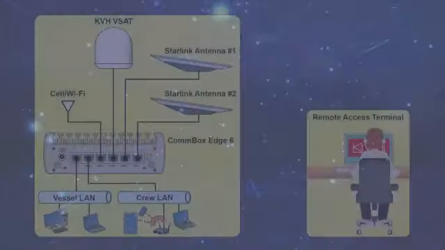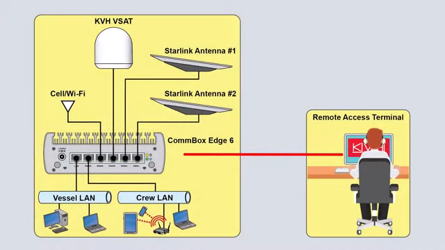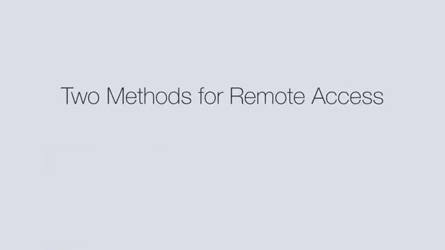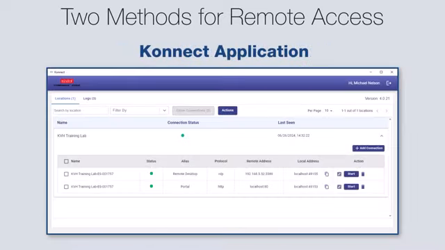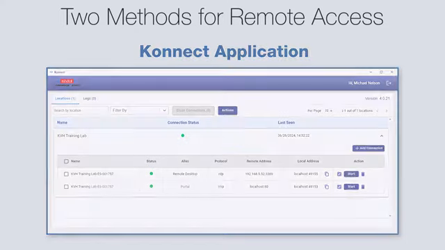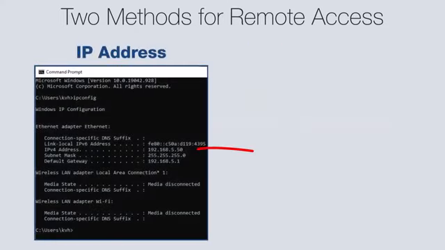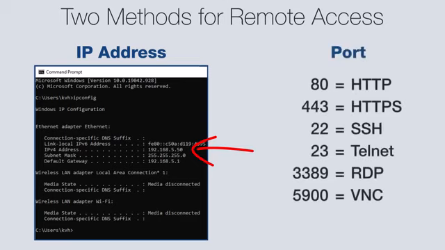This video shows you how to remotely access any active device that is connected to a CommBox Edge LAN or WAN. Two different methods are available for remote access: the Remote Connections tool at the CommBox Edge Cloud portal and the Connect application. For both options, all you need to know is the IP address of the connected device and the port you'd like to use for communications.